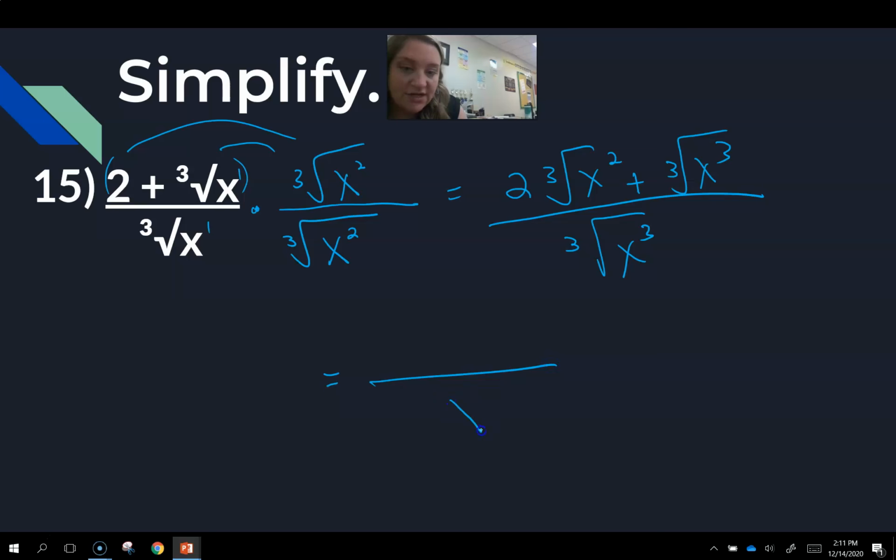So my denominator is just x. That's why we do that. 2 times the cube root of x squared, I can't do anything with that. That's the same. Cannot simplify. But look here again, cube root of x cubed, that is just going to be x.